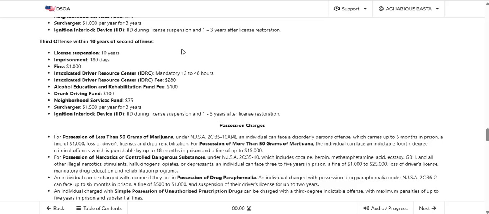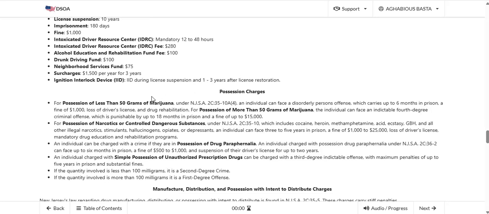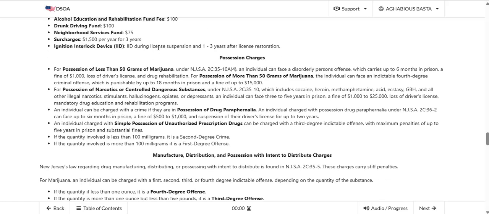Third offense within 10 years of second offense: license suspension, 10 years imprisonment, 180 days, fine $1,000, Intoxicated Driver Resource Center, IDRC, mandatory 12 to 48 hours, IDRC fee $280, Alcohol Education and Rehabilitation Fund fee $100, Drunk Driving Fund $100, Neighborhood Services Fund $75, surcharges $1,500 per year for 3 years, Ignition Interlock Device, IID, during license suspension and 1 to 3 years after license restoration.